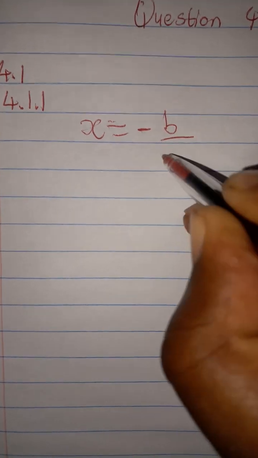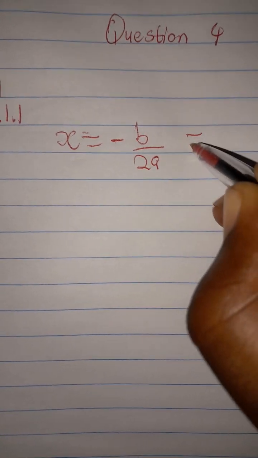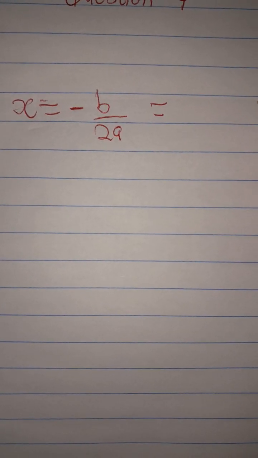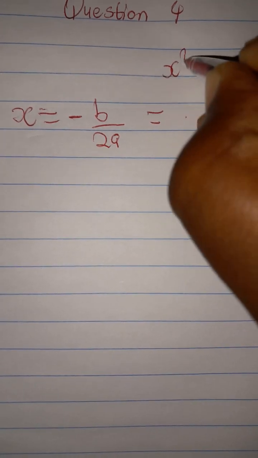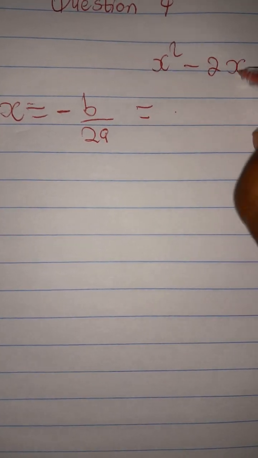Since we are dealing with the turning point, we are going to use this formula to calculate it. We can say x is equal to negative b over 2a. This is the formula you're going to use if you're calculating the turning point of a parabola. So remember that we were given x squared minus 2x minus 3. This was the equation of f of x.